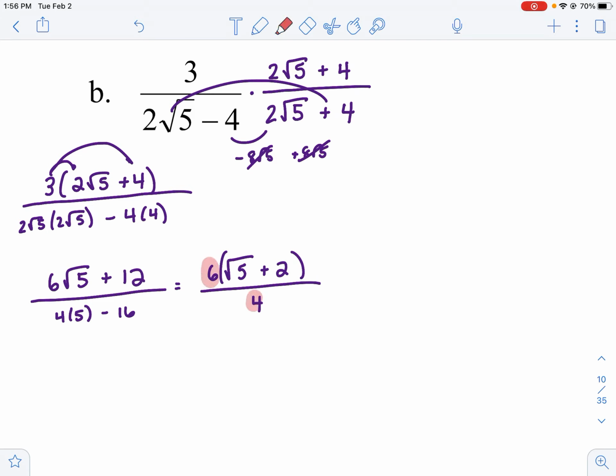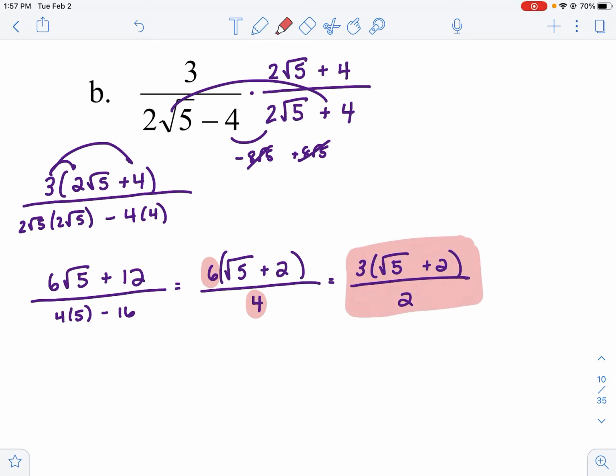And now notice, I have a 6 and a 4 as whole numbers, so I can reduce that. They're each divisible by 2. So I have 3 times the square root of 5 plus 2, all over 2. And now, please do not do what some people do. Some people look at this and say, oh, there's a 2, and they cancel them. We cannot do that. That 2 in the numerator is being held to that square root of 5 by an addition sign, so we cannot cancel them. So we are done at this point.